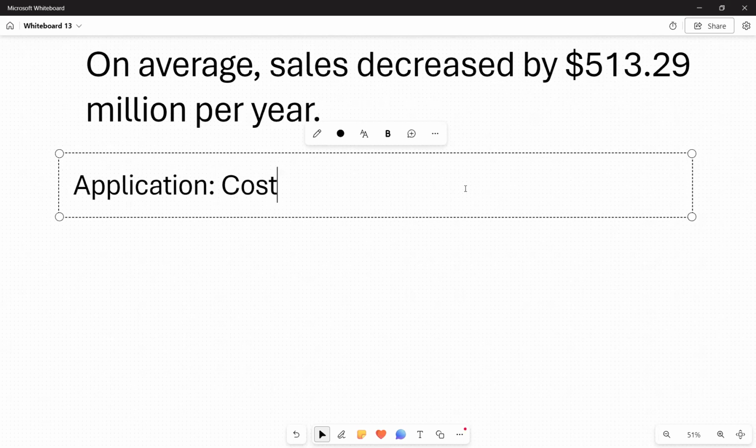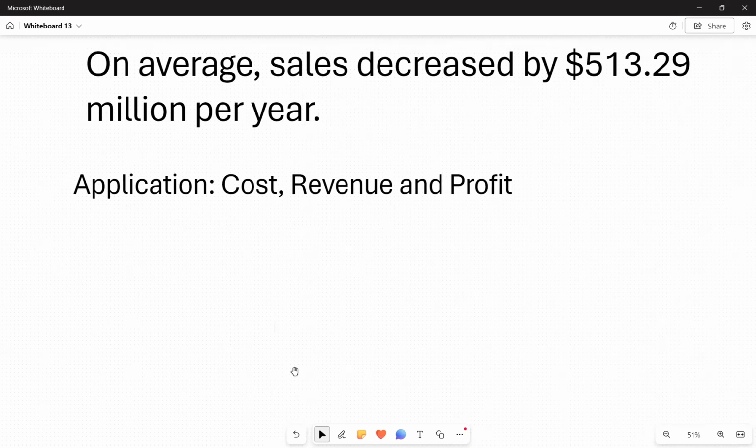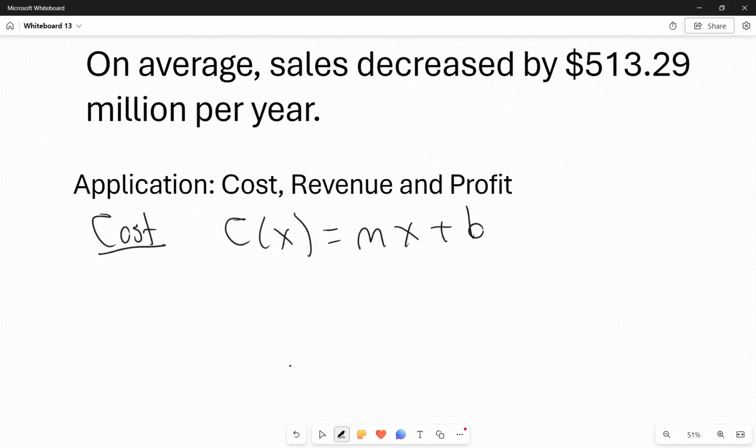So this is cost, revenue, and profit. The cost function is going to be C of x equals mx plus b, where m is the cost per item, and b is the fixed cost.